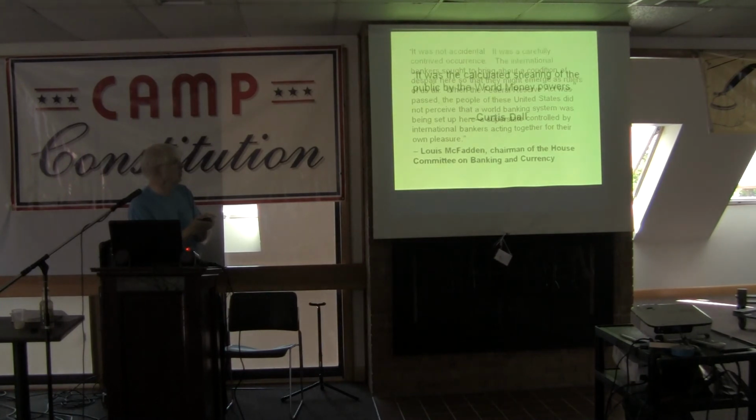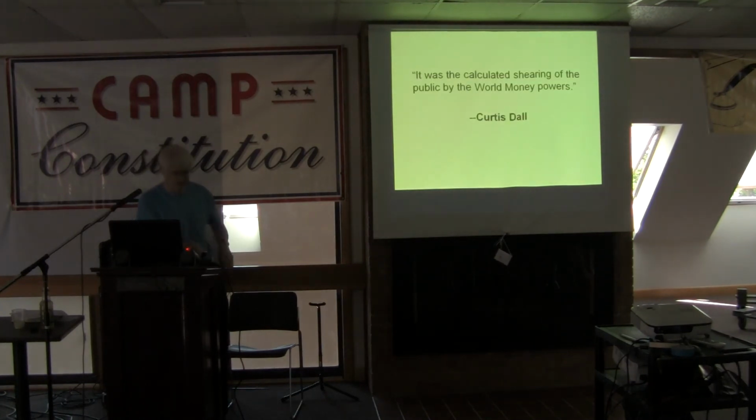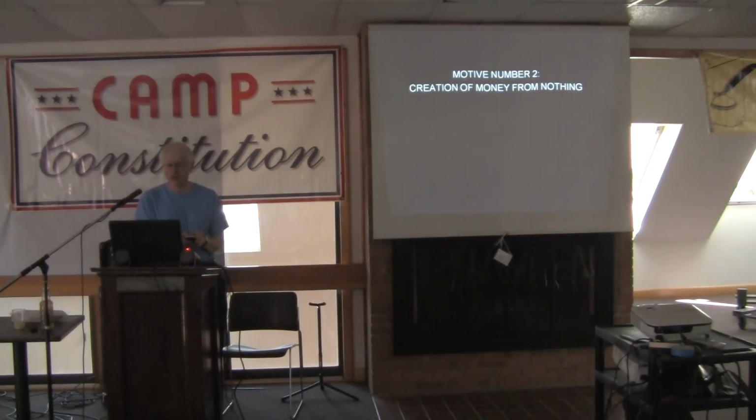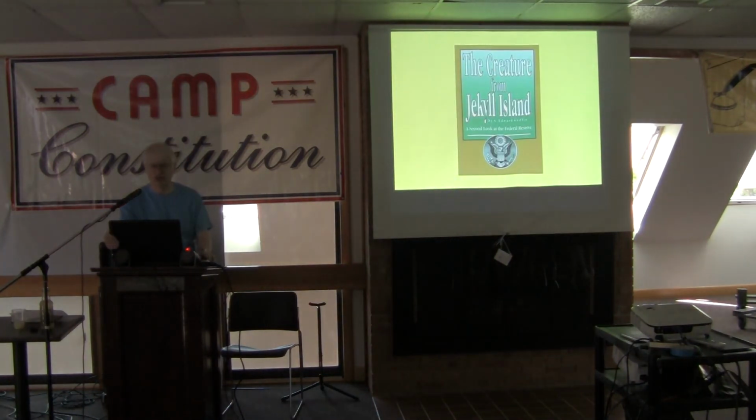I'll skip this long quote. Curtis Dahl was Franklin D. Roosevelt's son-in-law, and he was on Wall Street on the day of the crash, working for Lehman Brothers, and he said of the crash, it was a calculated shearing of the public by the world money powers. But it wasn't just the stock market they were after with the Federal Reserve. Motive number 2 was creation of money from nothing. They wanted a counterfeiting machine. The best book that explains this is called The Creature from Jekyll Island.